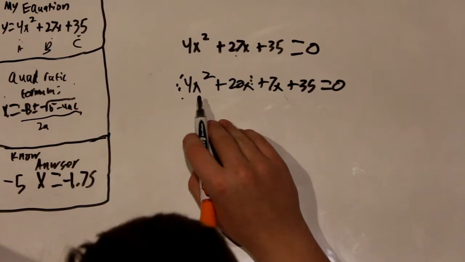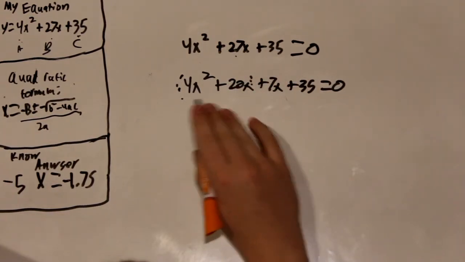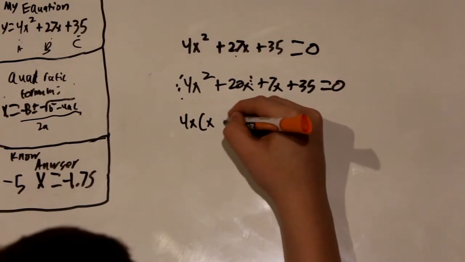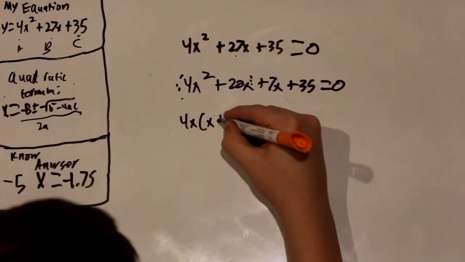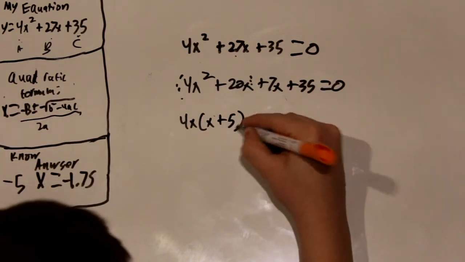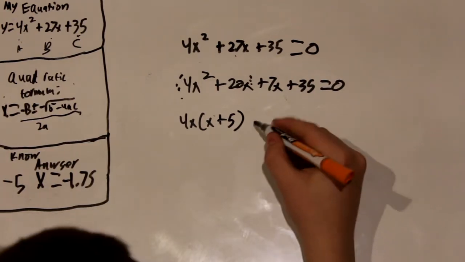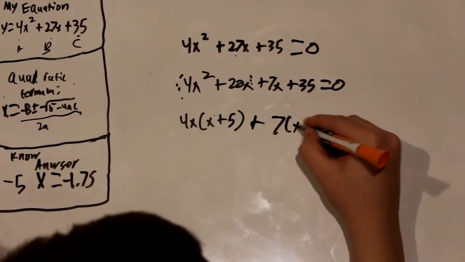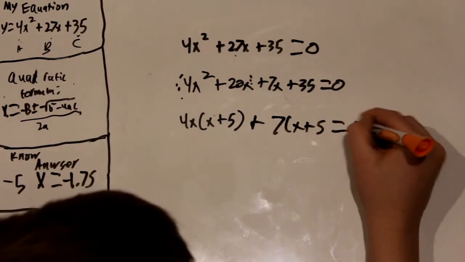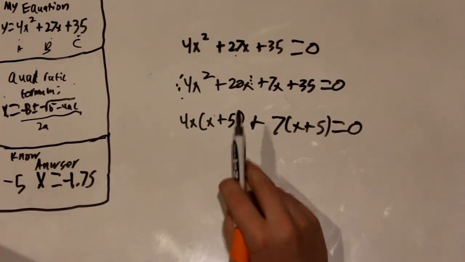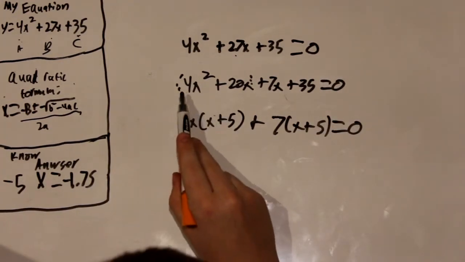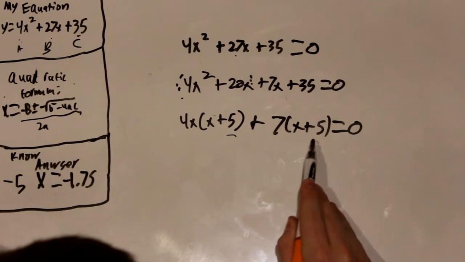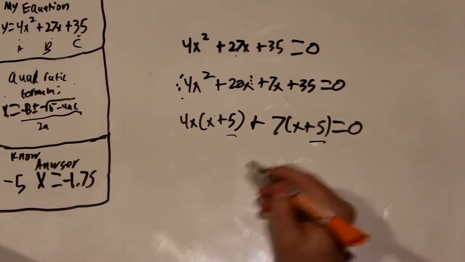For example, we can factor 4x out of this, because both 4 and x go into both of these terms. So 4x times 4 plus 5, plus, and from here we can factor out a 7. So 7 times x plus 5 equals 0. It is important when you're factoring that these two numbers are the same. This will be very important later.